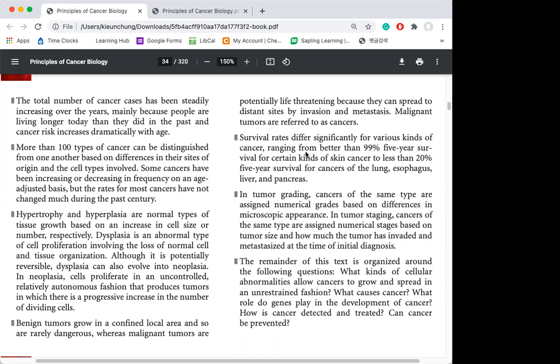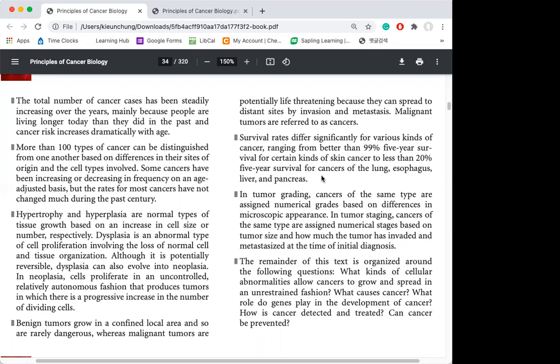Benign tumors grow in a confined local area and so are rarely dangerous, whereas malignant tumors are potentially life-threatening because they can spread to distant sites by invasion and metastasis. Malignant tumors are referred to as cancers. Survival rates differ significantly for various kinds of cancer, ranging from better than 99% 5-year survival for certain kinds of skin cancer to less than 20% 5-year survival for cancer of the lung, esophagus, liver, and pancreas.